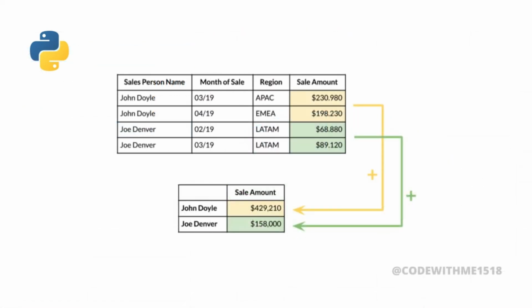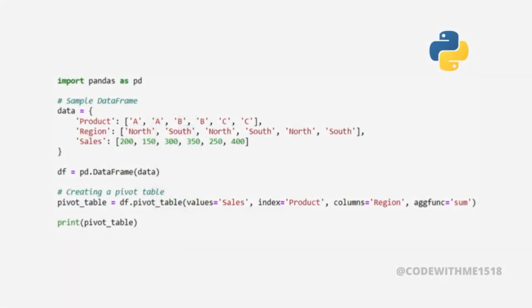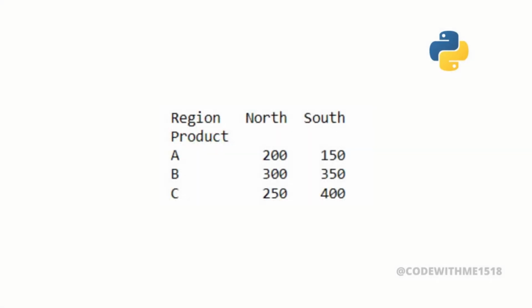Let's say you have a data set of sales data, and you want to see the total sales by product and region. A pivot table can help you do that with just a few lines of code. In this example, the pivot table shows the total sales for each product in the North and South regions. You can easily aggregate data based on your needs, using functions like sum, mean, and count.